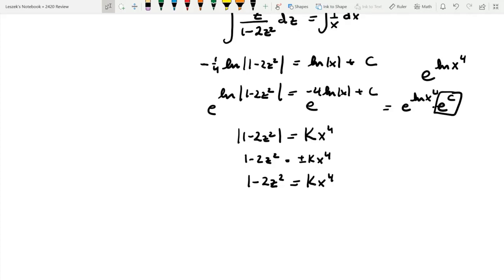So now it's just a matter of back substituting, and so we know that z is really y over x. And that's pretty much it. Here you at least get an implicit solution for y. You have an equation relating x and y that satisfies the original differential equation. If you wanted to, you could solve for y, I suppose.